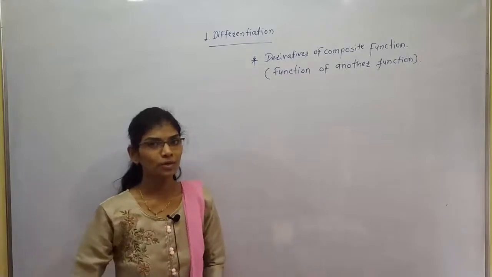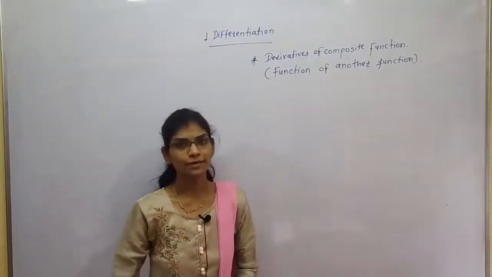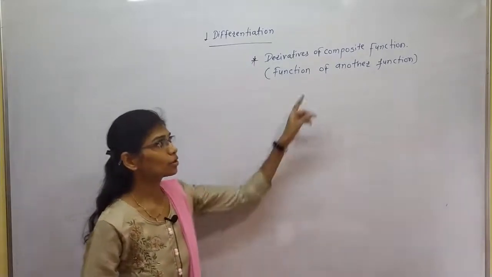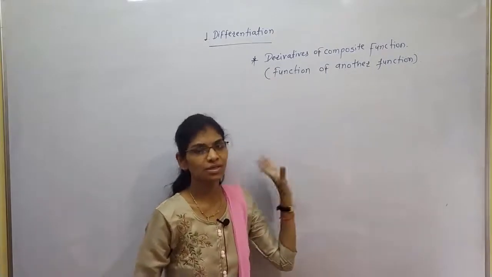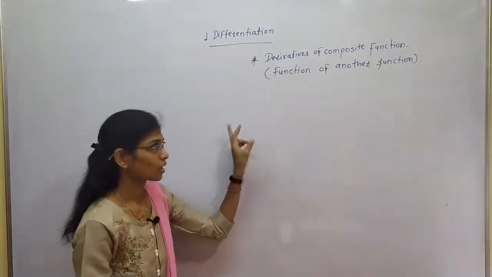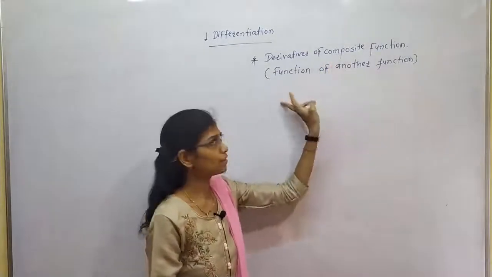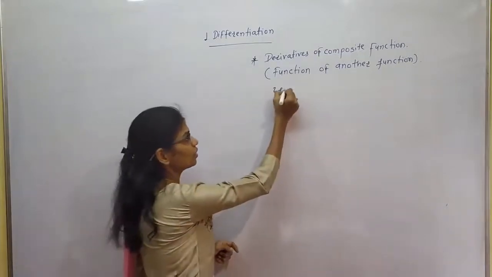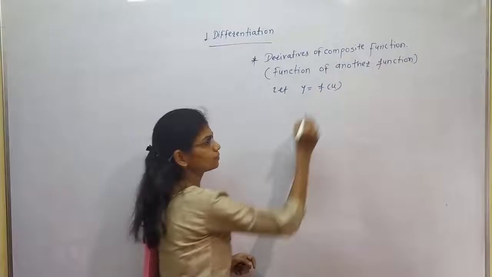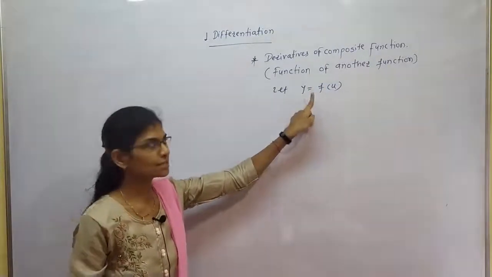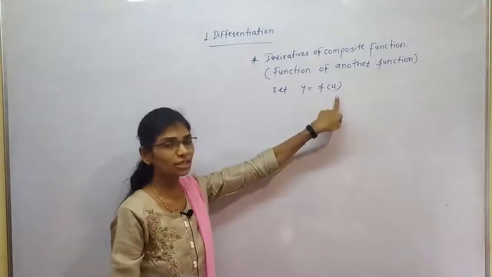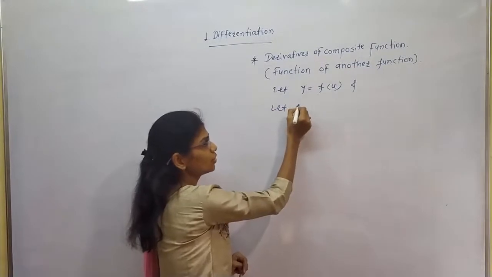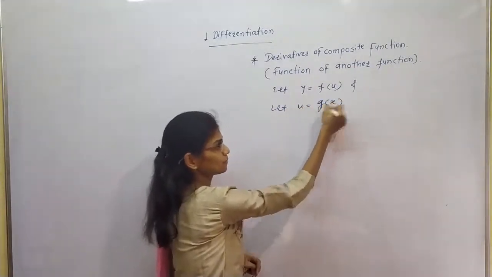Now we are going to learn derivatives of composite function. In 11th standard we had learned about composite function, but here also we recall that the composite function means function of another function. Let y is equal to f of u. One of the functions, y is equal to f of u, means y is a function in variable u, and here again let u is equal to g of x.